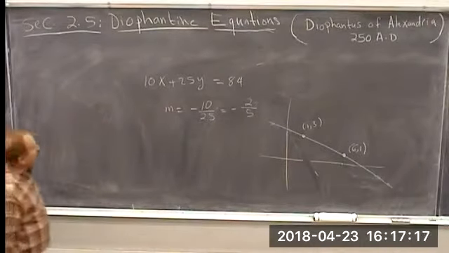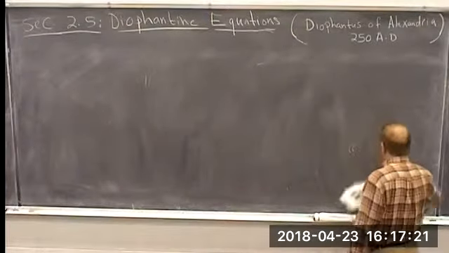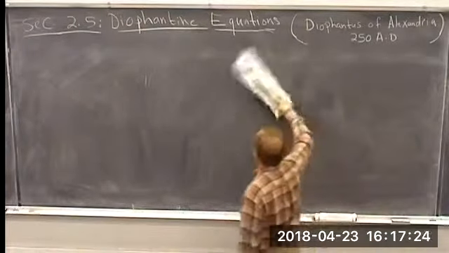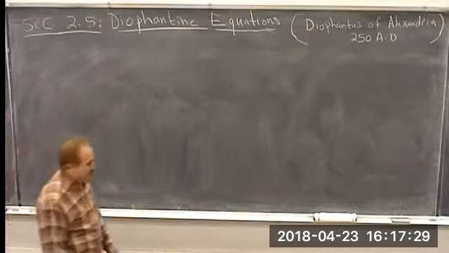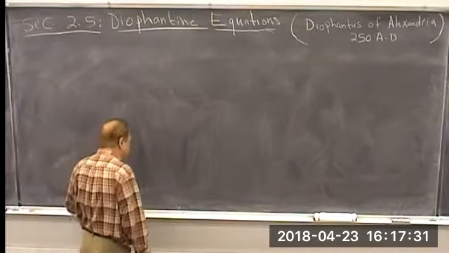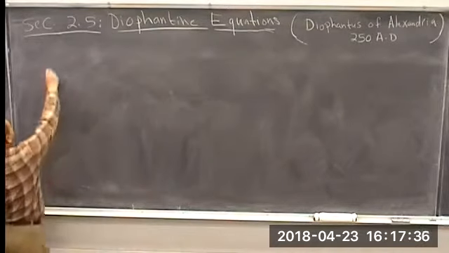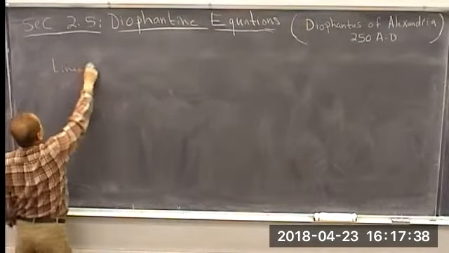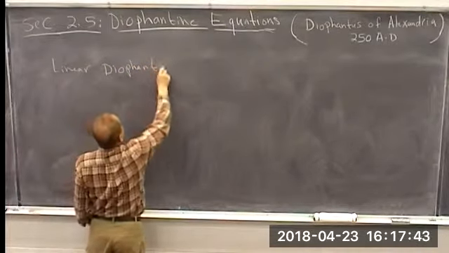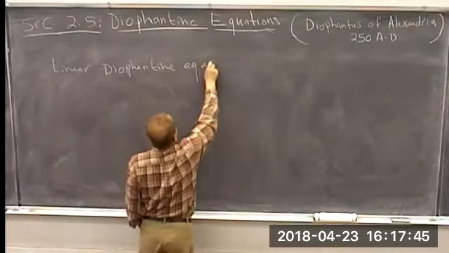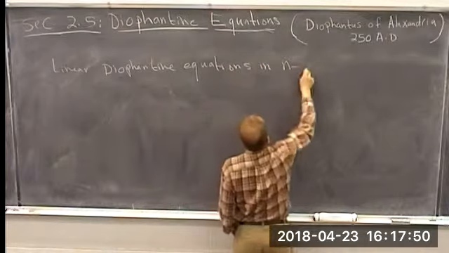So the next thing I want to do is to look at the Diophantine equation in n variables. Okay. The question is, do we have a necessary and sufficient condition for their solution? What type of solutions they have? Okay. So linear Diophantine equations in n variables.